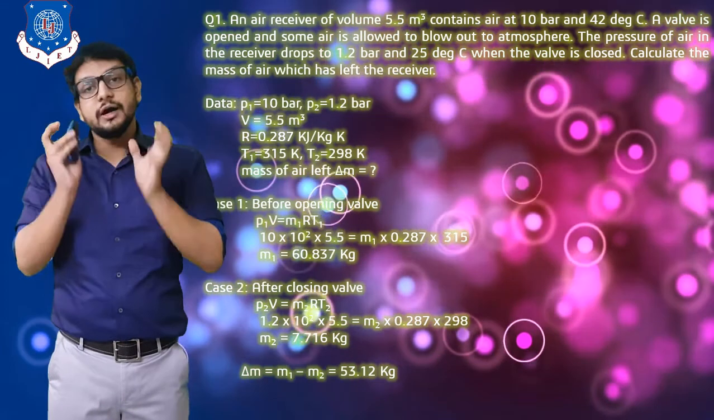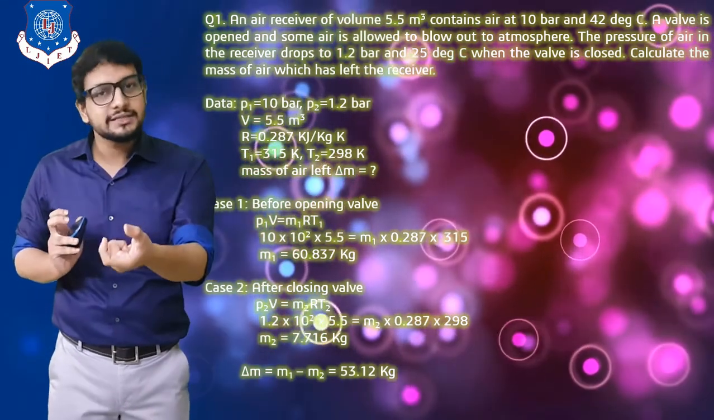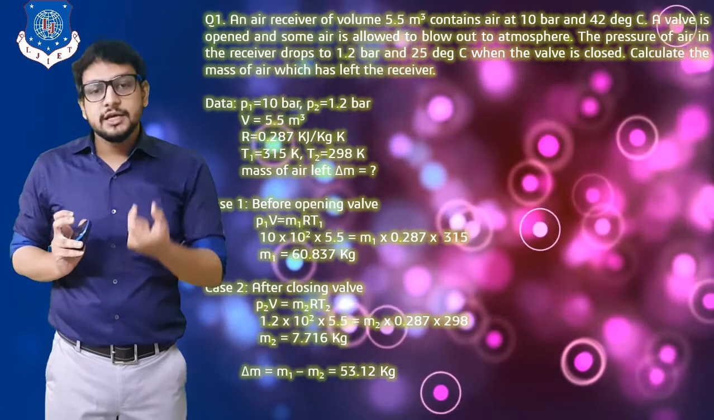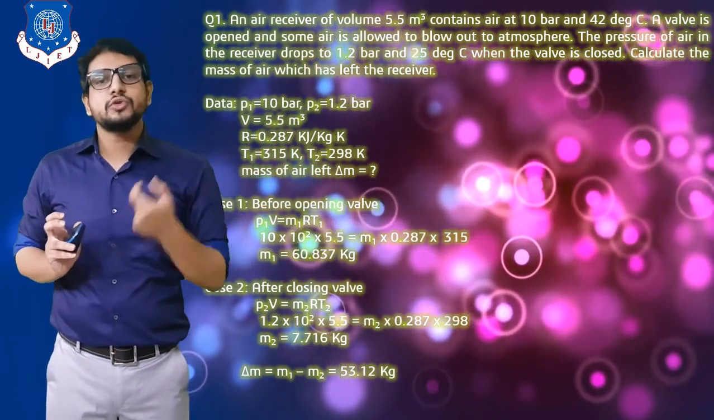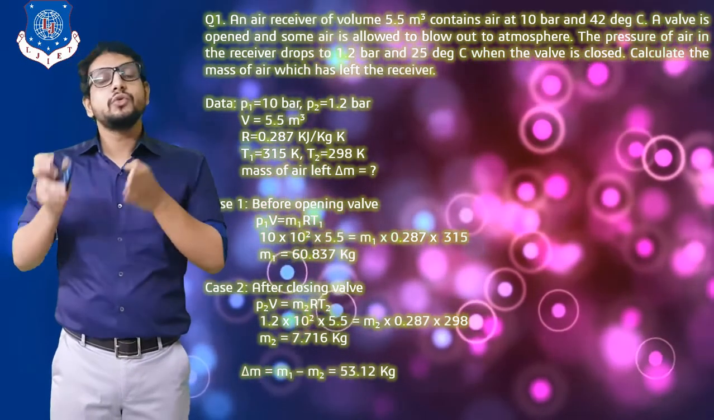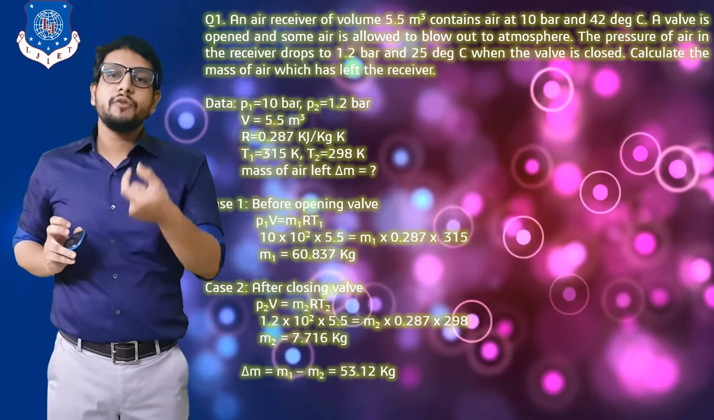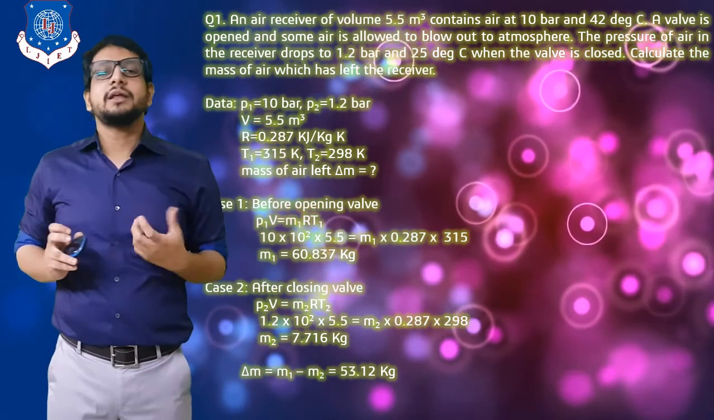So how much air has been left from this air receiver? It would be the total mass minus the remaining mass. The total mass is M1, and the remaining is M2. So M1 minus M2 is equal to 53.12 kg. This much amount of air has been removed, or we would say left the air receiver.